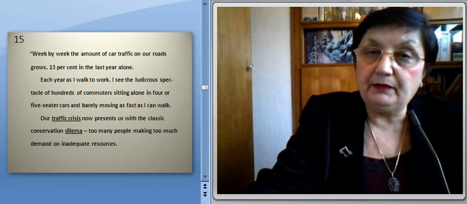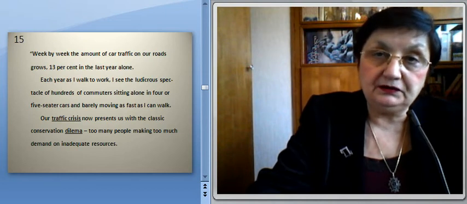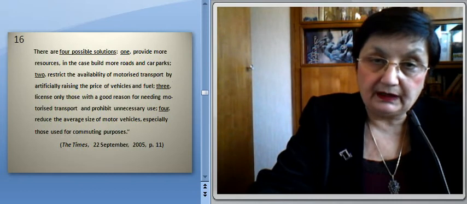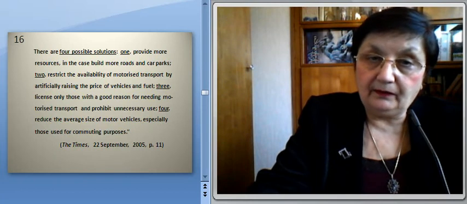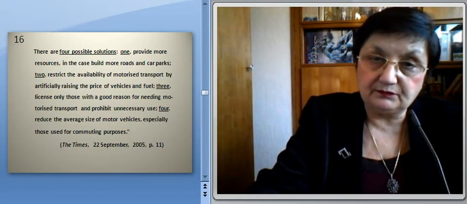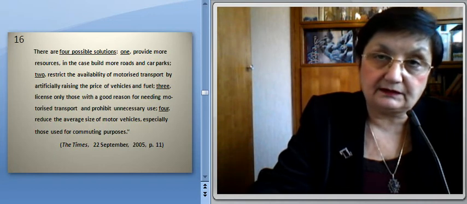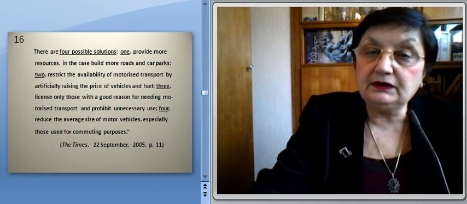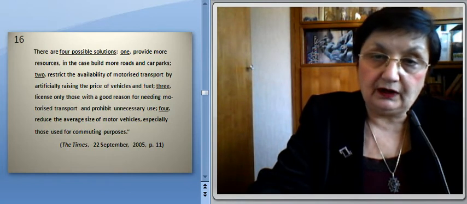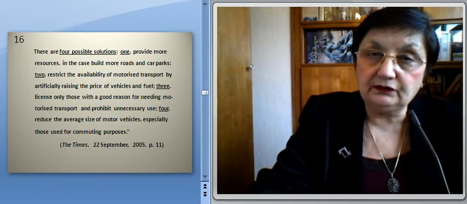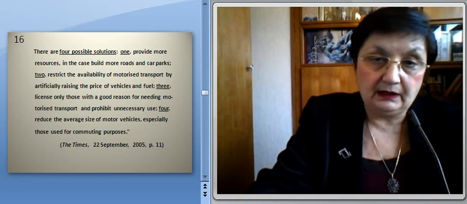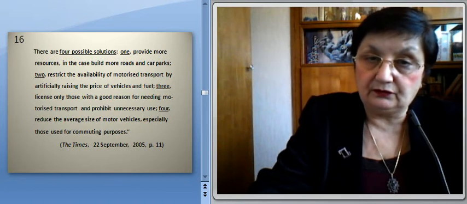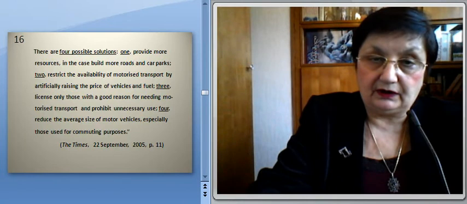1. Provide more resources. In this case, build more roads and car parks. 2. Restrict the availability of motorized transport by artificially raising the price of vehicles and fuel. 3. License only those with a good reason for needing motorized transport and prohibit unnecessary use. 4. Reduce the average size of motor vehicles, especially those used for commuting purposes.